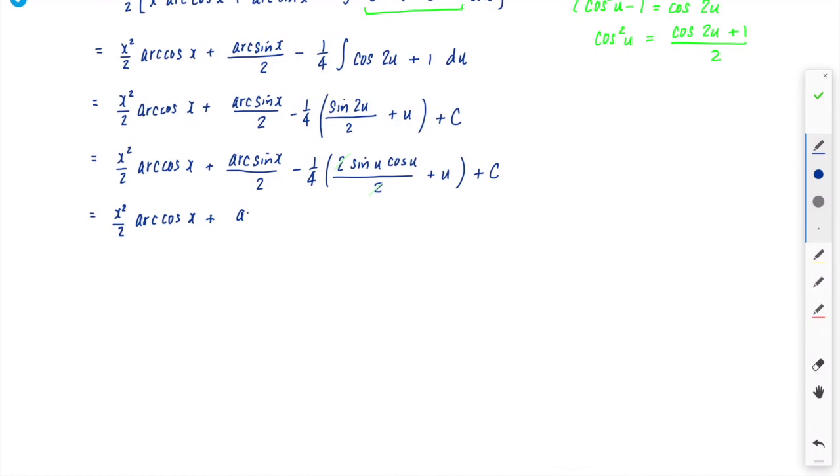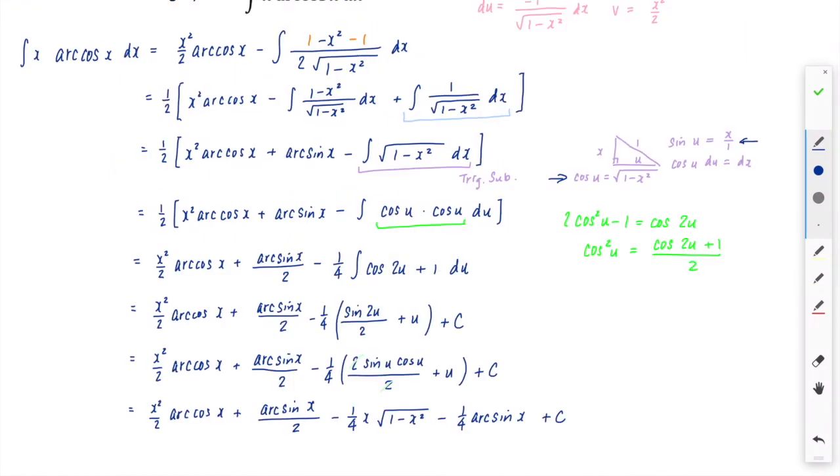So let's do those substitutions. Plus arc sine x over 2 minus 1 over 4. We said that sine u is x, cos u is the square root of 1 minus x squared, and u is arc sine of x, plus c. And here is our solution.